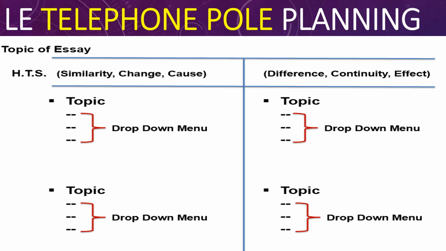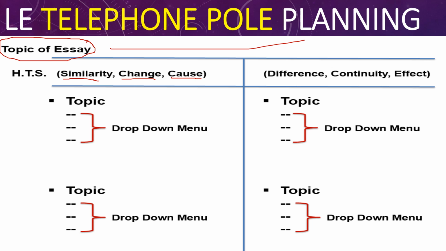Here is what I recommend as far as planning your essay. I call it the telephone pole planning. You're going to write at the top line of the telephone pole what the topic of the essay is. You then decide which historical thinking skill is being asked in the question. Is it a comparison essay? Is it a CCOT? Is it a causation essay?